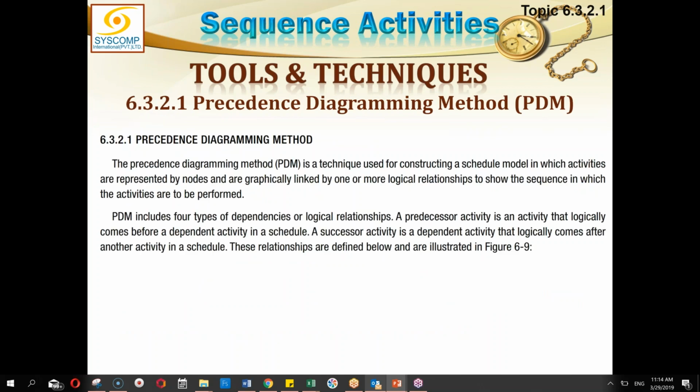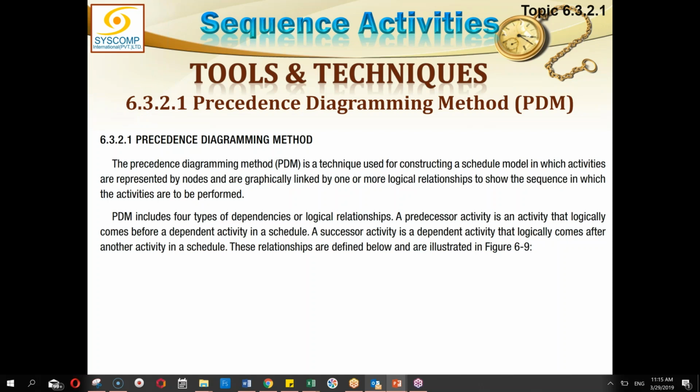The precedence diagramming method is a technique used for constructing a schedule model in which activities are represented by nodes. Actually, I have told you there used to be an arrow diagramming method in which activities were represented by arrows, but it had certain problems and therefore it was discontinued. In the precedence diagramming method, arrows are just there to show the direction of flow. The activities are encapsulated into the nodes or boxes. So the points where the arrows meet are the boxes, these points represent activities, and all the information about that activity is enclosed in that box.